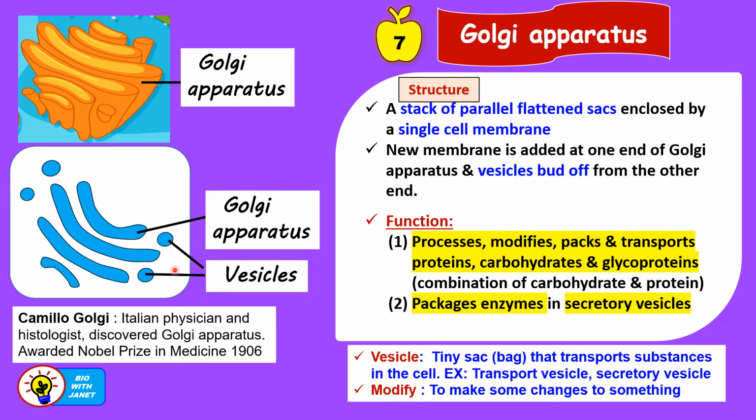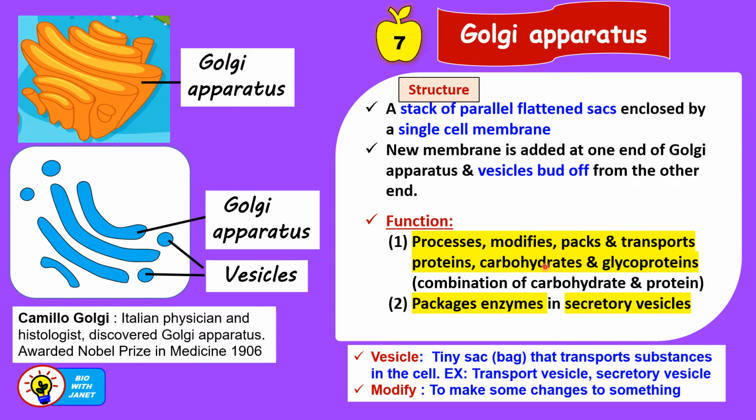Now, function. Function is very important. It's very often tested in the exam. The Golgi apparatus processes, modifies, packs, and transports proteins, carbohydrates, and glycoproteins. Glycoproteins are a combination of carbohydrates and proteins. So the Golgi apparatus receives the proteins made by the ribosomes, okay? Then after that, it will process these proteins, modify them, that means to make some changes to the proteins so that the proteins become the enzymes, all right, or other products.